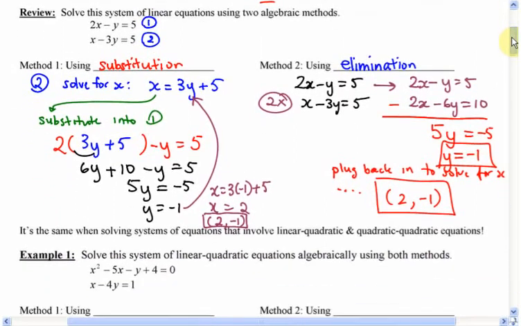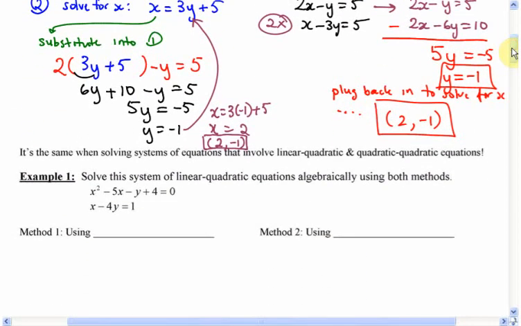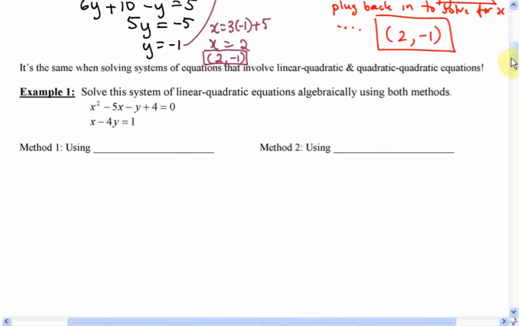Now in grade 11, we're dealing with questions that are more complicated, like the ones we did last time, linear quadratic and quadratic systems of equations. So I'd like us to take a look at this example now, and I'm going to ask you to solve this system of linear quadratic equations algebraically, using both methods. So first of all, I'll use substitution.